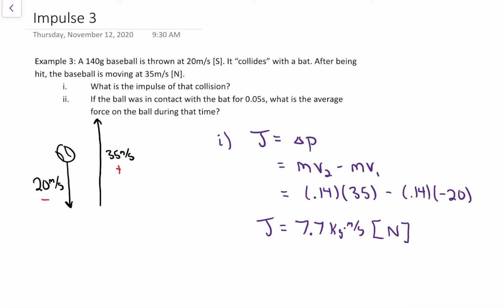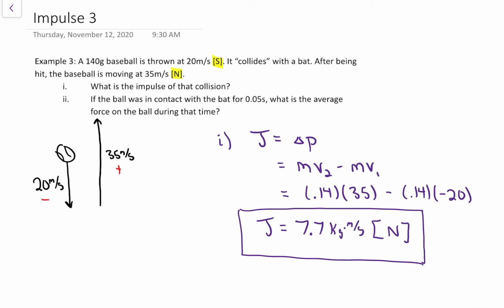So what I'd like you to get into the habit of, you'll notice in the first two I didn't get too particular about it, but since this question gave us directions in letters, I want to make sure that when I get to the final answer, I give the final answer with a direction in letters.